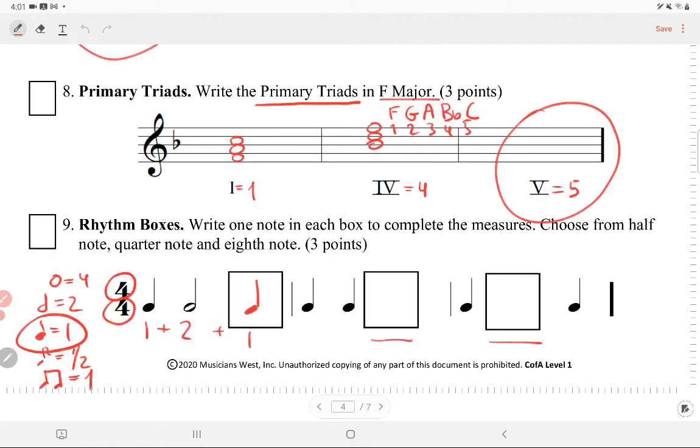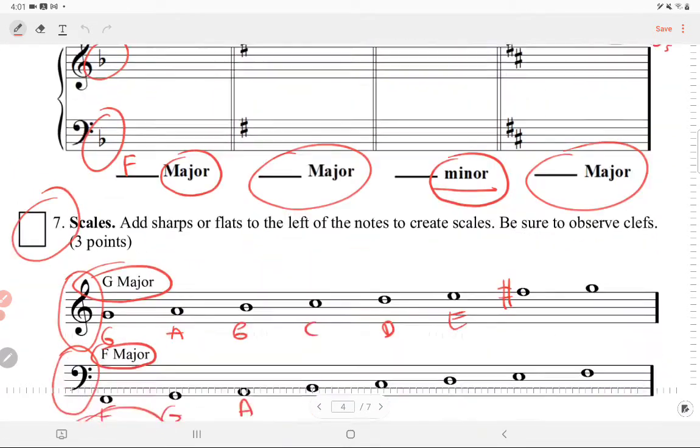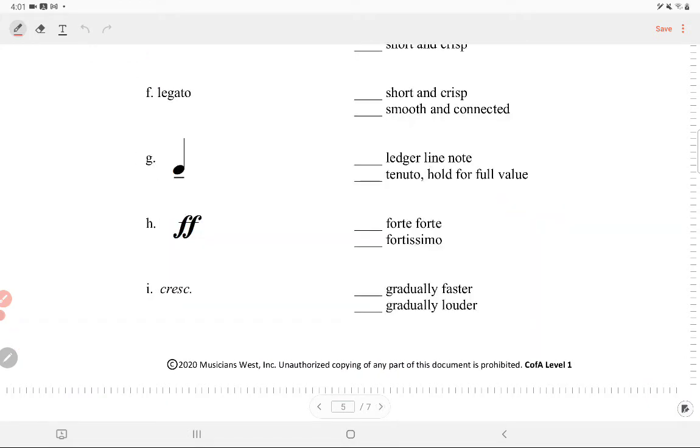Let's see. Did we do everything on this page? I think we did. Okay, let's keep moving.